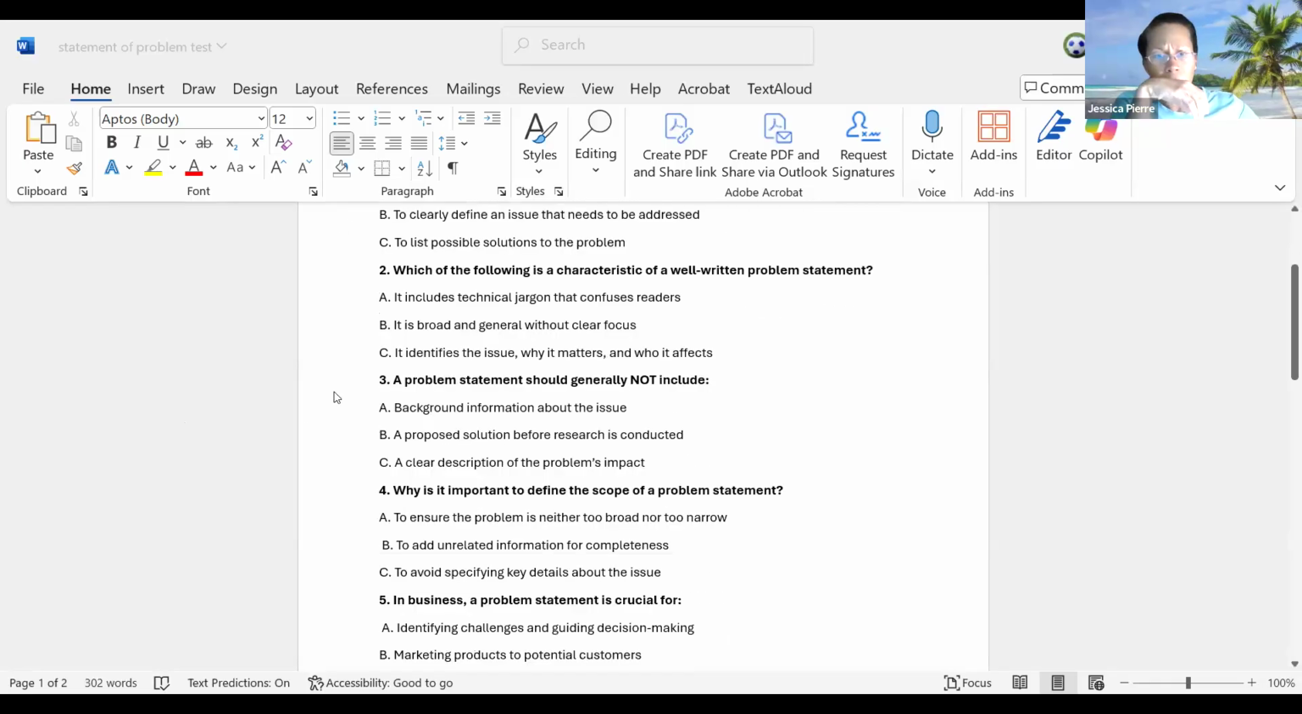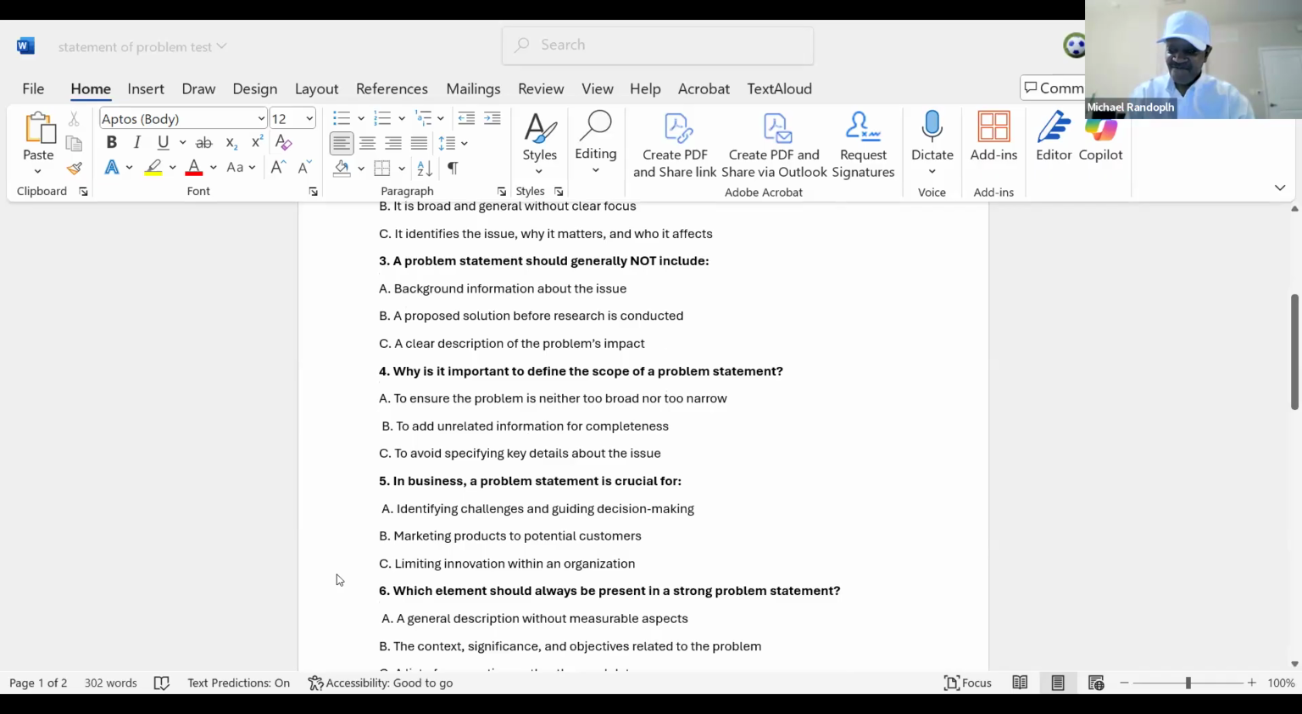Moving on. Question four. Why is it important to define the scope of a problem statement? I would say A, to ensure the problem is neither too broad nor too narrow. Okay. Number five, in business, a problem statement is critical for... I would say A, identifying challenges and guiding decision making.